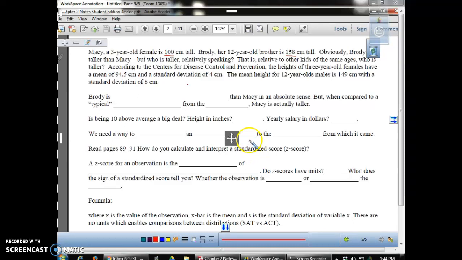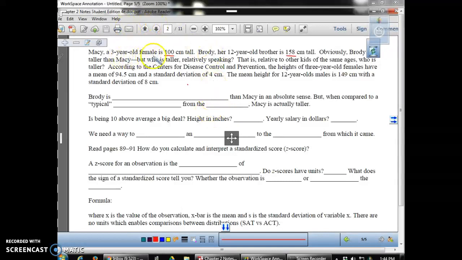Okay, we talked about the location or measure of location, which is called the percentile, and today we're going to learn about the z-score, which is another way to locate an observation in a distribution. So we have an example.